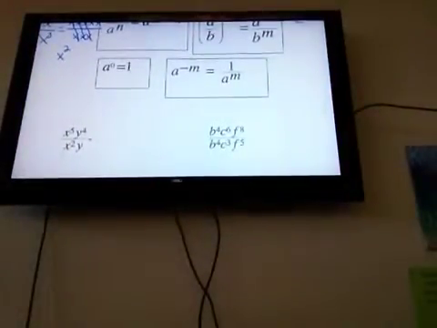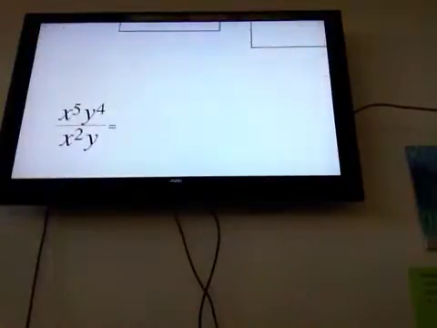All right, so on our first question here, simplify one part at a time, like variables, like coefficients, things like that. So on my x's, I have x to the fifth over x squared. So I'm going to take 5 minus 2 is x to the third power.